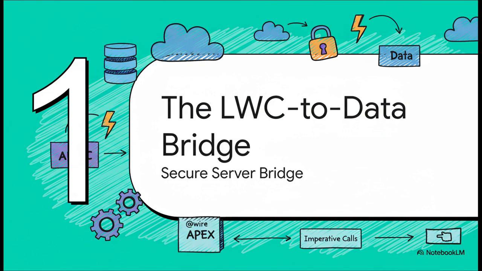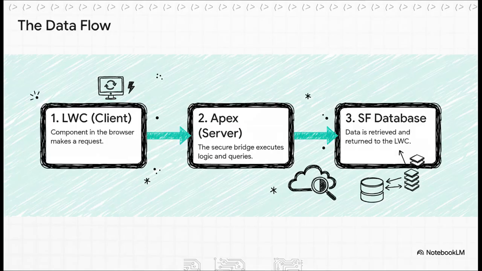You have to think of Apex as our secure server-side bridge. It's the trusted middleman that stands between your component on the front end and the database on the back end. Let's just follow the data for a second. It all starts with your component in the browser making a request. Now, here's the crucial part. That request does not go straight to the database. No way. Instead, it calls a trusted Apex method on the server. Apex acts like a gatekeeper. It securely runs the query, grabs the results, and then passes them back to your component. It's a clean, secure, three-step dance.